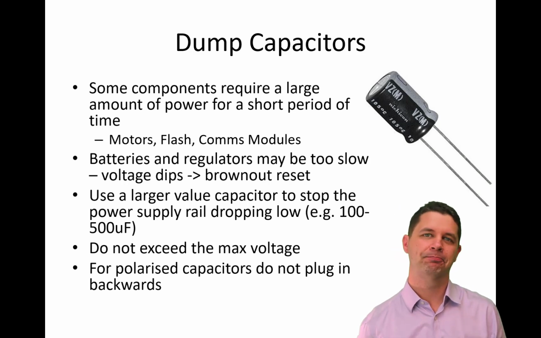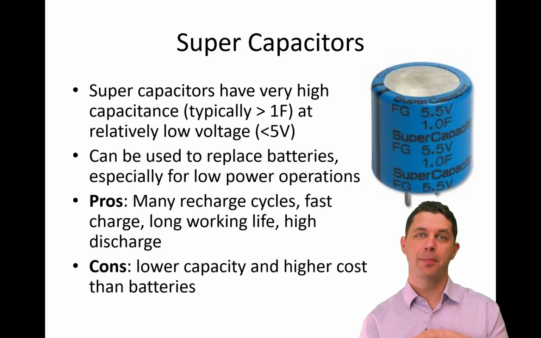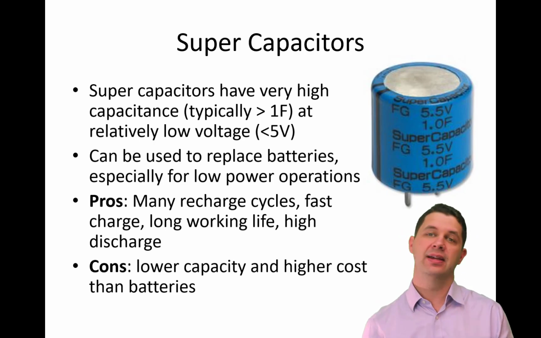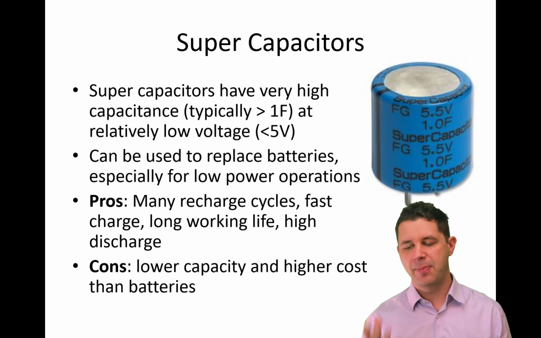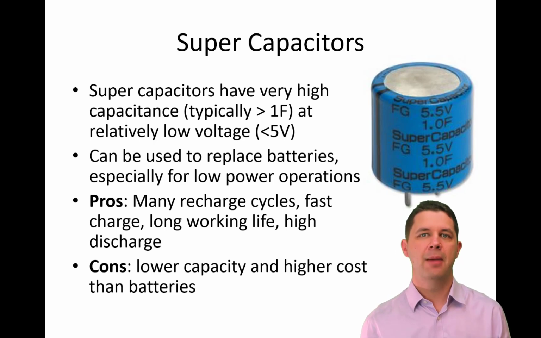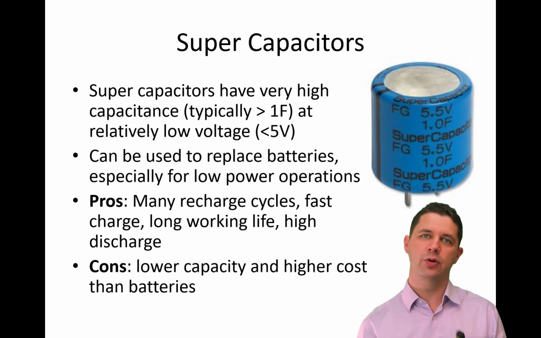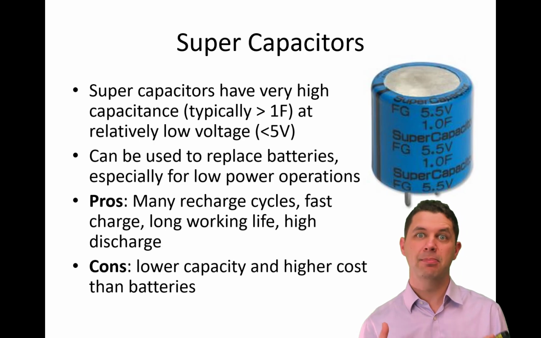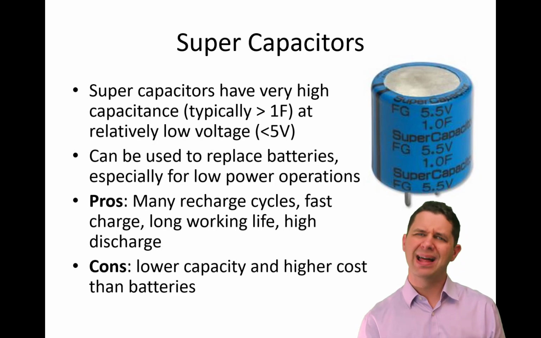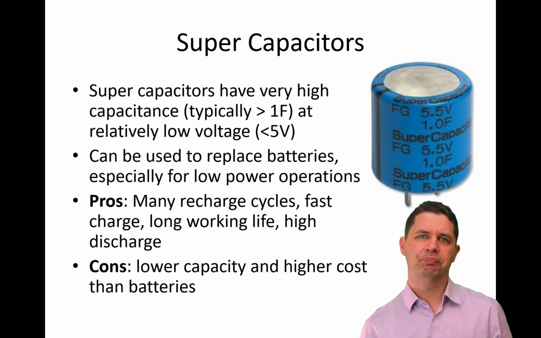Well, that leads us to our third type of capacitor, the capacitors for powering things. And these are much bigger again. These are what we call supercapacitors. Now, these have typically capacitances above a farad. Before we were talking about a large capacitor being 100 or 200 or 500 microfarads. Here we're talking about a farad, so something much, much, much larger. But they're typically lower voltage, so most of these are below 5 volts.